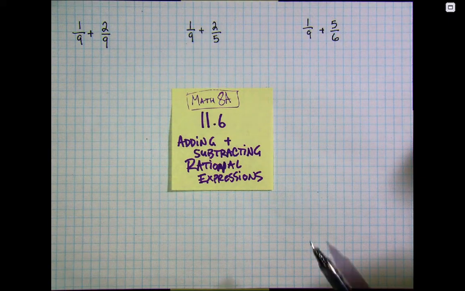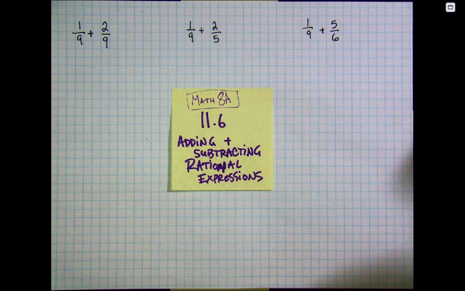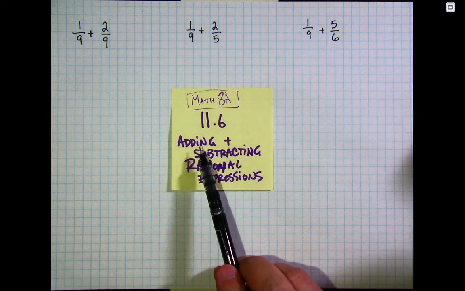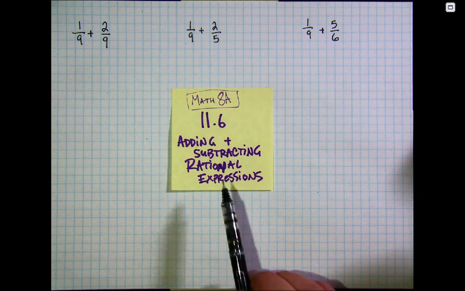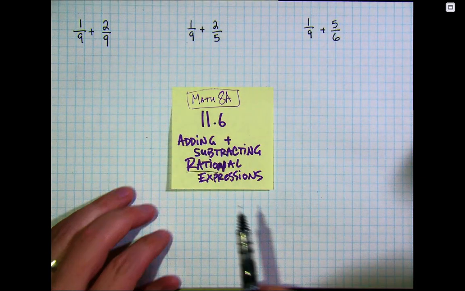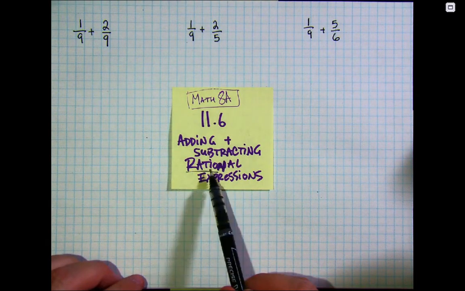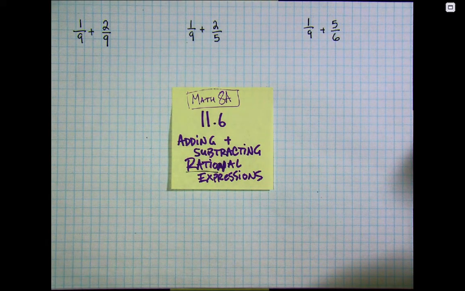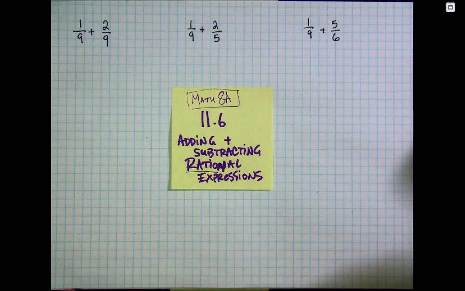Today we're going to be looking at section 11.6, the sixth section of chapter 11. We're moving on through, and today we're talking about adding and subtracting rational expressions. When we talk about rational expressions, I've got some examples up here. Remember, rational just means ratio-ish, fraction-ish, kind of. And so you've been adding and subtracting rational expressions for years, right?